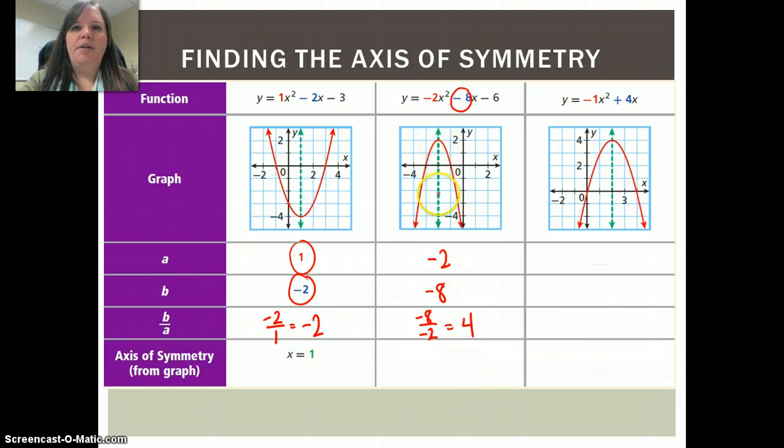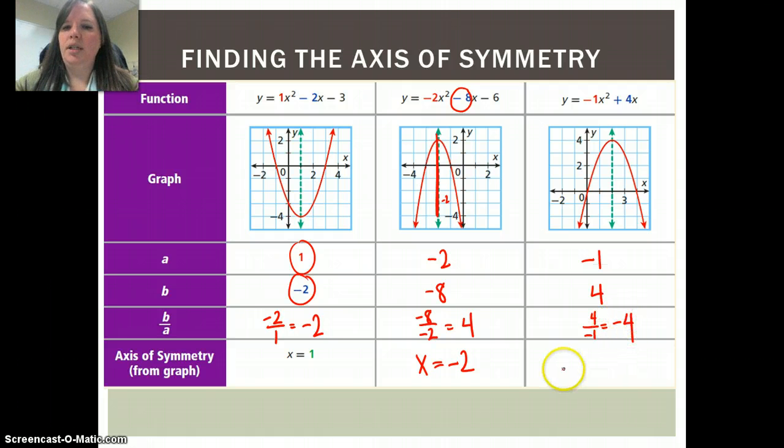And then what's the value for our axis of symmetry from the graph? It's x equals, and this value is -2, so it's x equals -2. For our last one here, the a value is -1, the b value is 4, so b over a, 4 over -1, is -4. And from the graph, we can see that our value for our axis of symmetry is x equals 2.